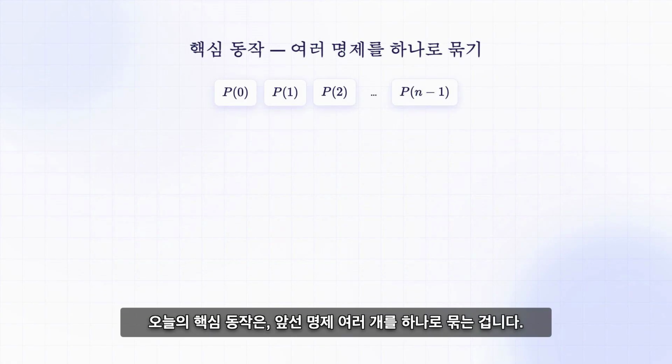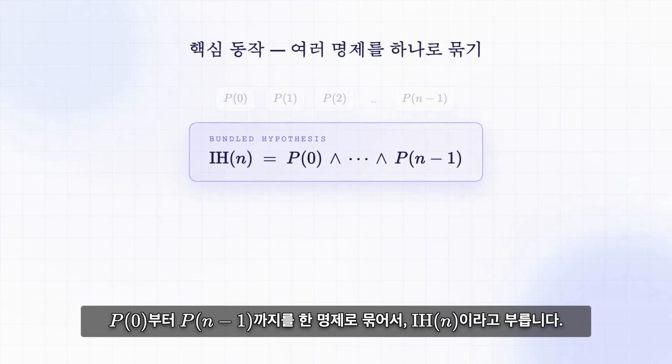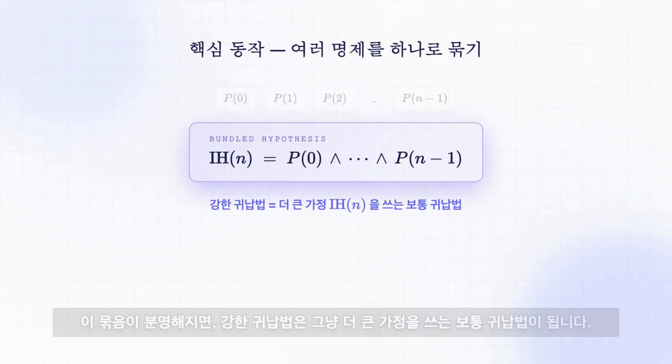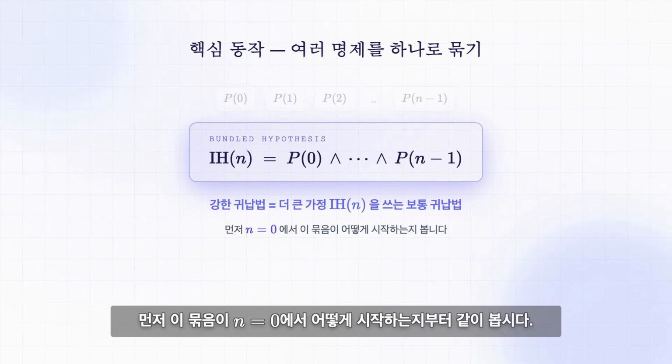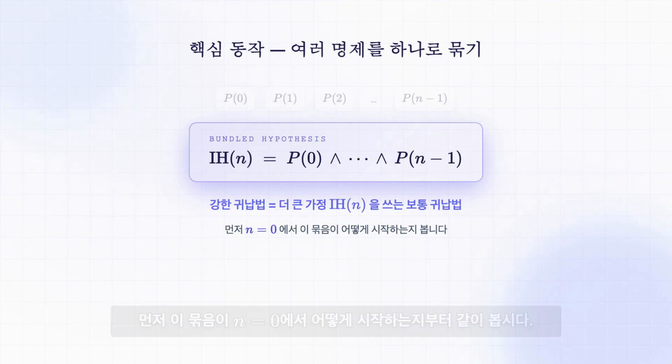오늘의 핵심 동작은 앞선 명제 여러 개를 하나로 묶는 겁니다. P0부터 Pn-1까지를 한 명제로 묶어서 귀납 가정 n이라고 부릅니다. 이 묶음이 분명해지면 강한 귀납법은 그냥 더 큰 가정을 쓰는 보통 귀납법이 됩니다. 먼저 이 묶음이 n이 0일 때 어떻게 시작하는지부터 같이 봅시다.